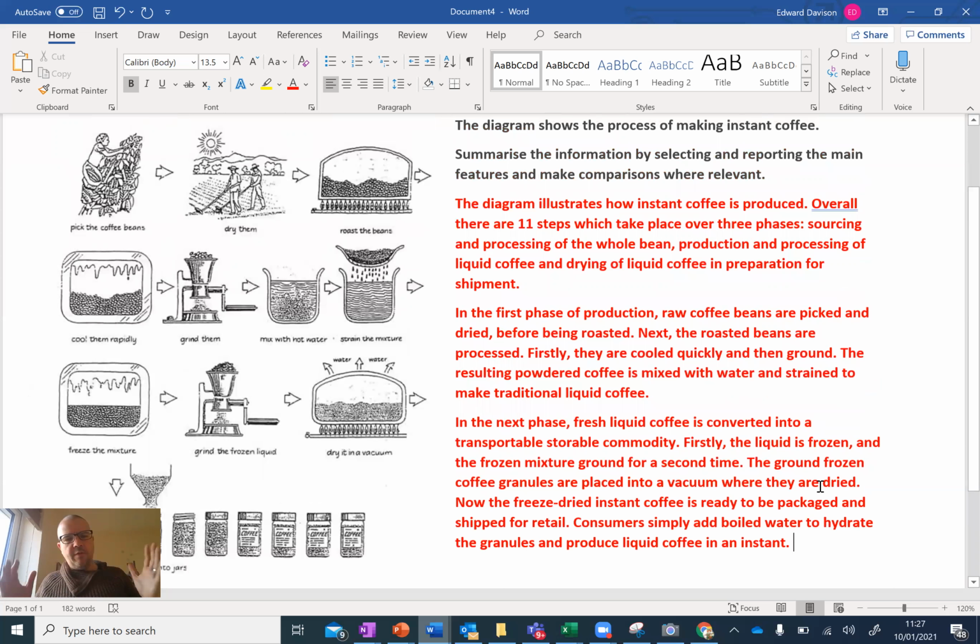So let's just have a look through and check. What have we done? We've divided the steps into phases. We've stated what those phases are as we go through. We're using a lot of sequences. Firstly, next, after that, the resulting coffee. Those are sequences which show the steps that you're using. This helps to boost your word count.